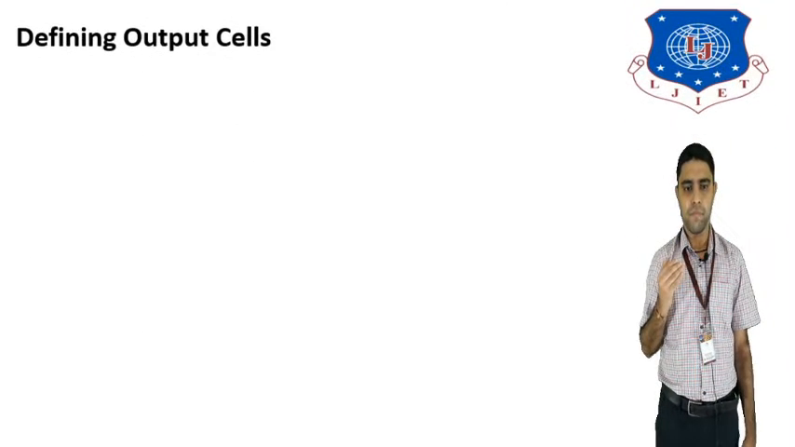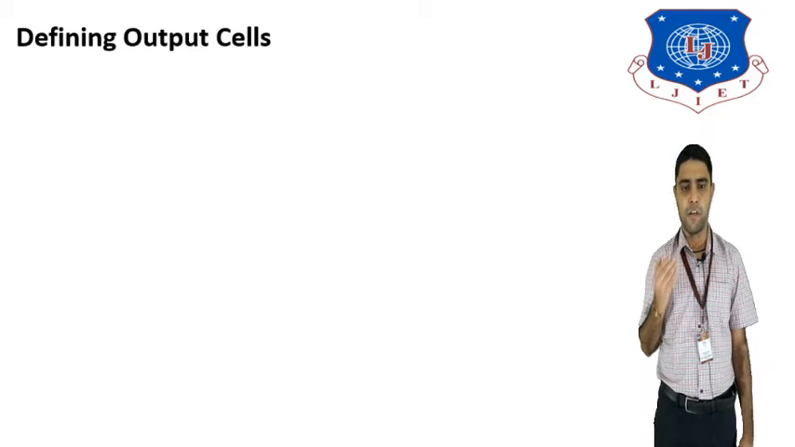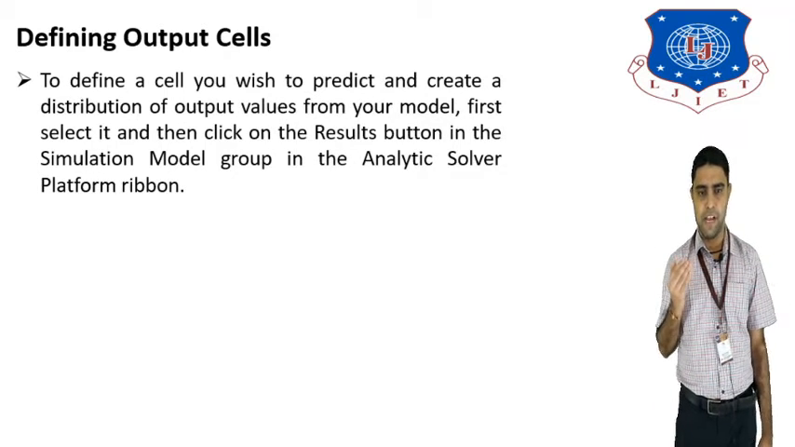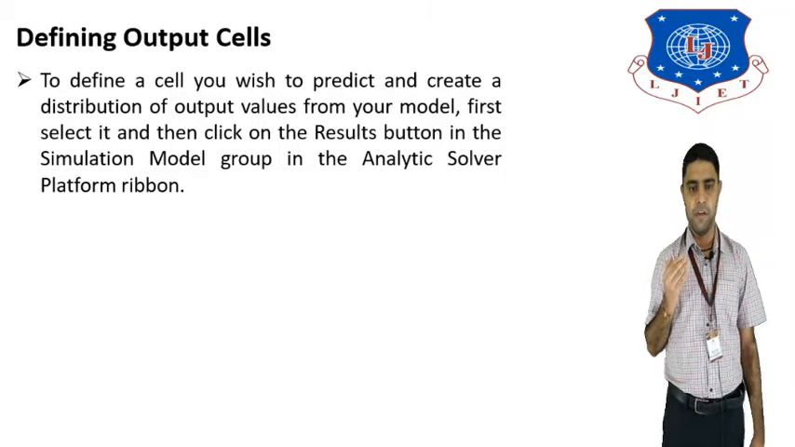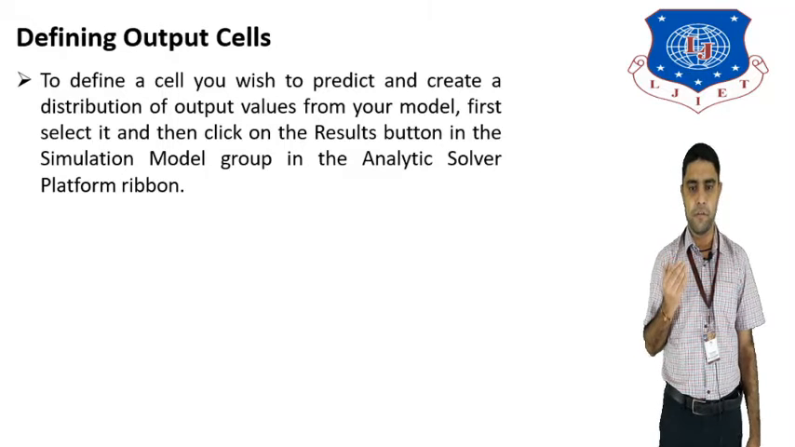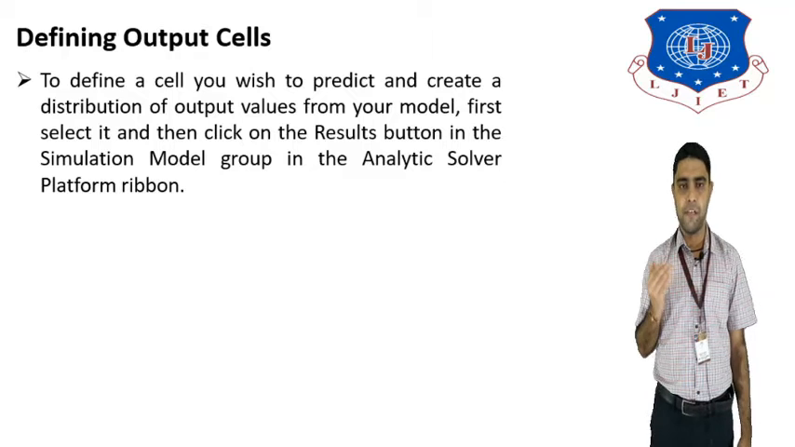Once we have defined the input, now we will define the output cells. What type of output cells will be used for that software? To define the cell you wish to predict and create a distribution of output values, what type of output variables are there for the probability distribution model? First we will select it, see what the values are, and then we will click on the result.